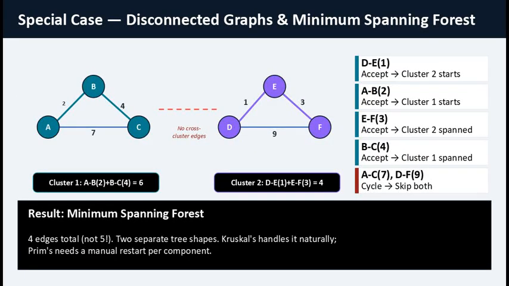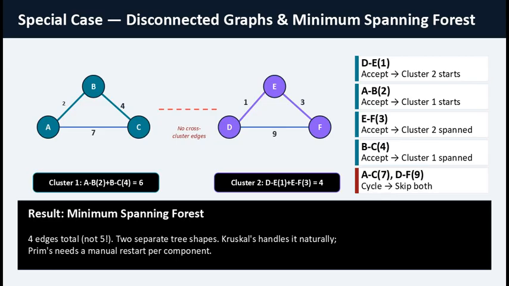What if the graph isn't fully connected? Say we have two isolated clusters with no edge between them, like two islands with no bridge. Kruskal's algorithm handles this gracefully. It processes all edges in sorted order, building spanning trees independently within each cluster. The result is a minimum spanning forest, a collection of MSTs, one per connected component.